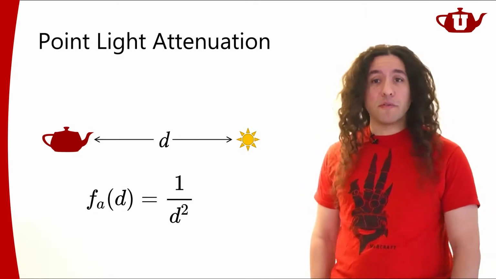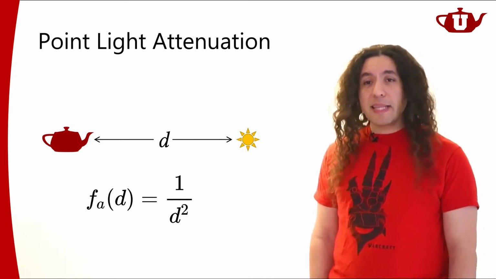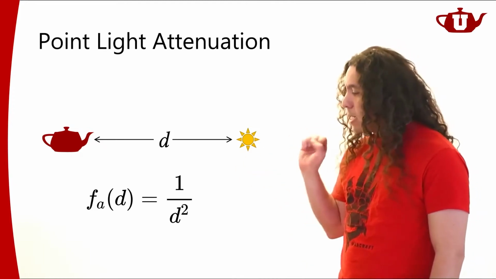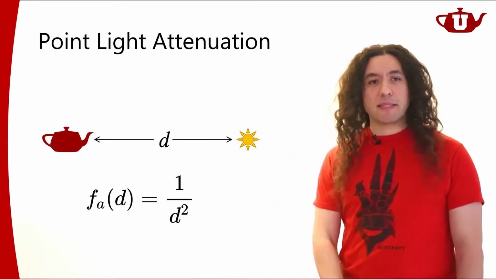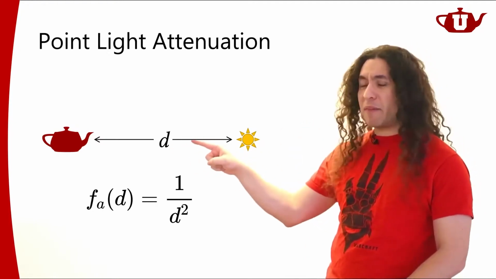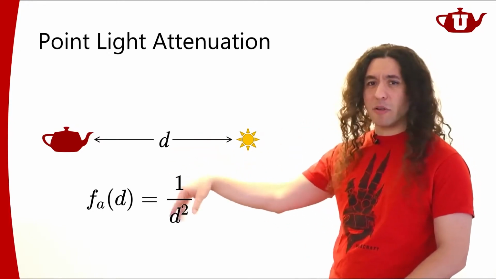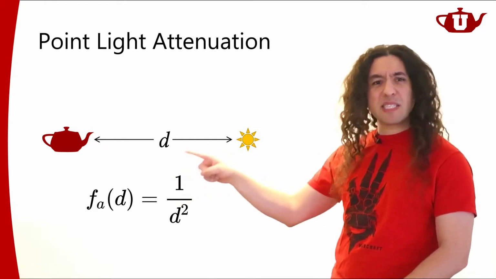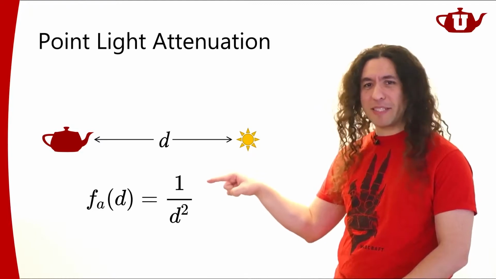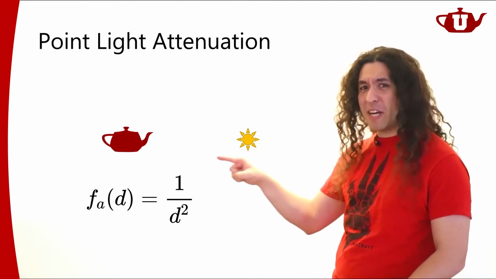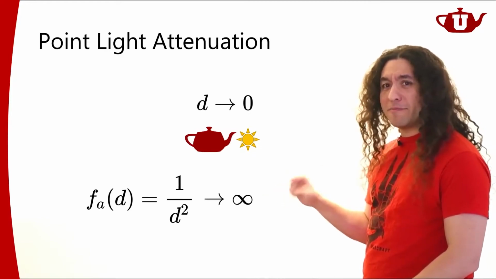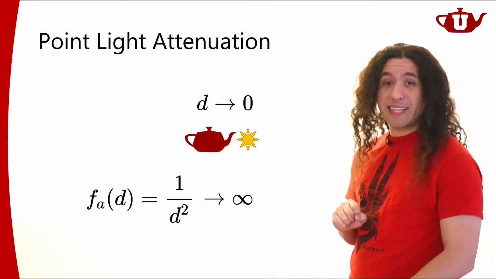This is the right thing to do for point lights, but it's a little bit problematic. There are some practical problems with this. That is, if d is large, it's okay. This is going to go to 0. But if d is small, this is going to be too large at some point. As d goes to 0, this is going to go to infinity, and that's a little bit of a problem.